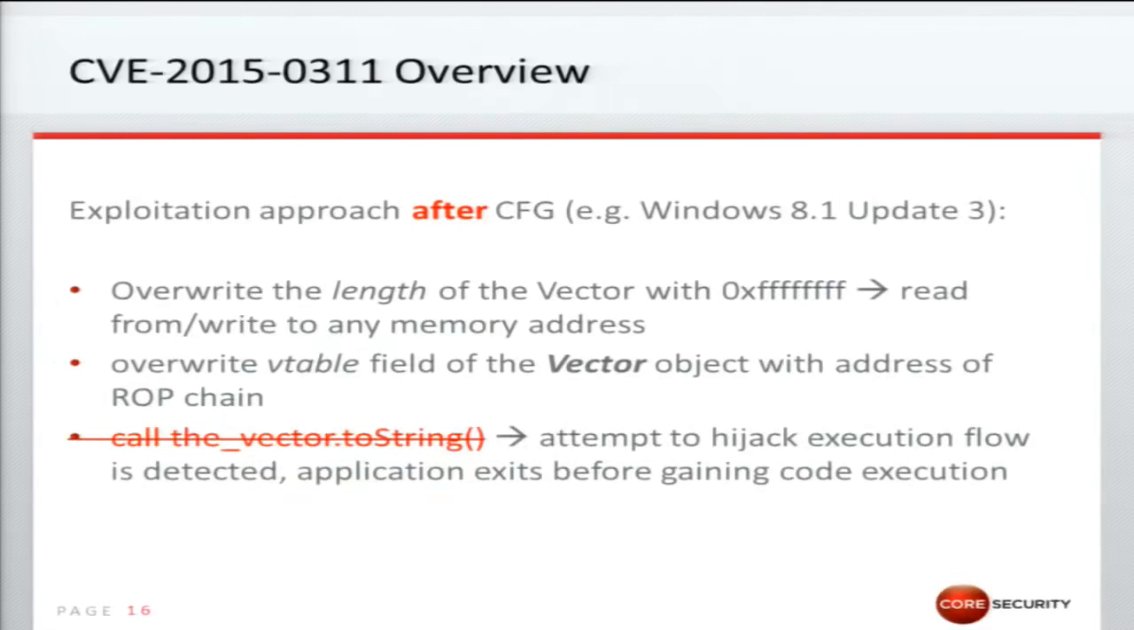For example, on Windows 8.1 Update 3. Well, the difference is in the last step, when calling a virtual method of the corrupted object, for example, the toString method. In that case, Control Flow Guard will detect that we are trying to hijack the normal execution flow when we are trying to call our first ROP gadget, because it is not marked as a valid address, so the application will detect this security failure and exit immediately before we can get code execution.